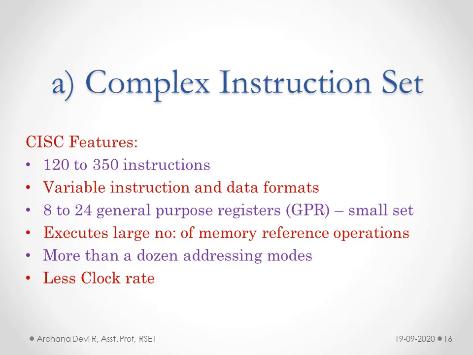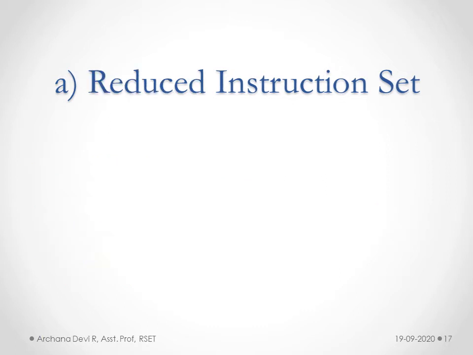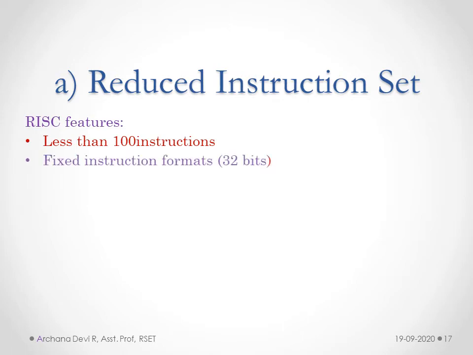So these are some of the basic features of CISC architecture. Now talking about RISC, reduced instruction set architecture, the RISC features. It has fewer instructions in the reduced instruction set, whereas you have a fixed instruction format. Normally it will be 32 bits, but it can vary. The number of addressing modes is reduced. Since you have a fixed instruction format, you cannot have more addressing modes.